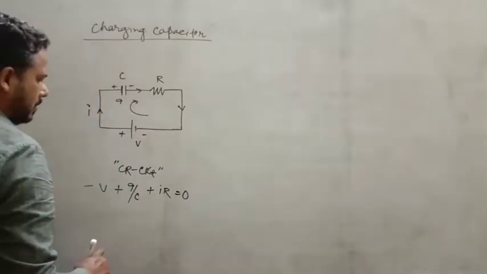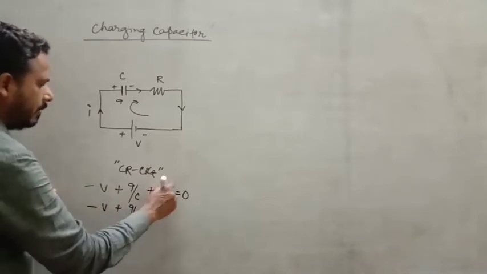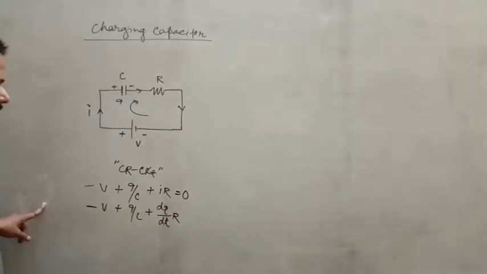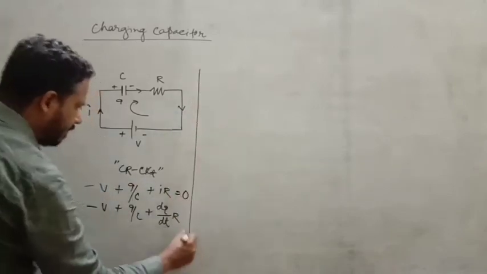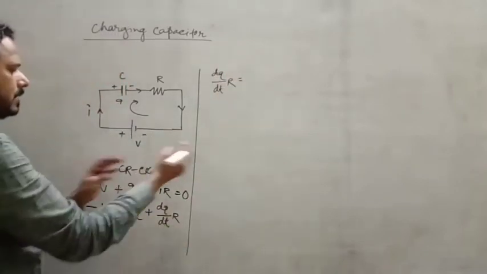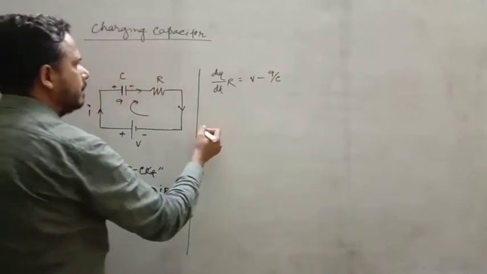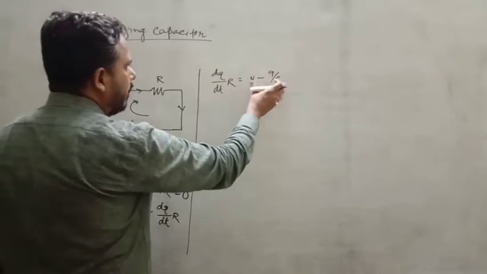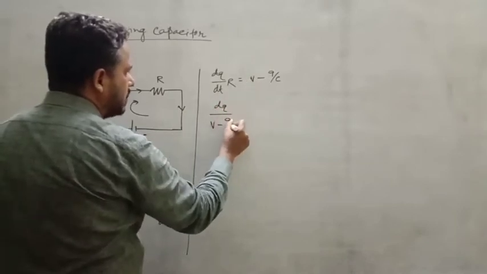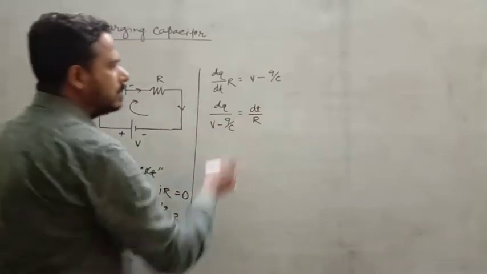Then you just change something here: V, Q by C. I will be changed; I is dQ by dt, and this one is R. So now in the next step we take dQ by dt times R, and then on the right side, V minus Q by C. With some changes, we take this one here and this one here, so that would be dQ divided by V minus Q by C equals dt by R, like that.